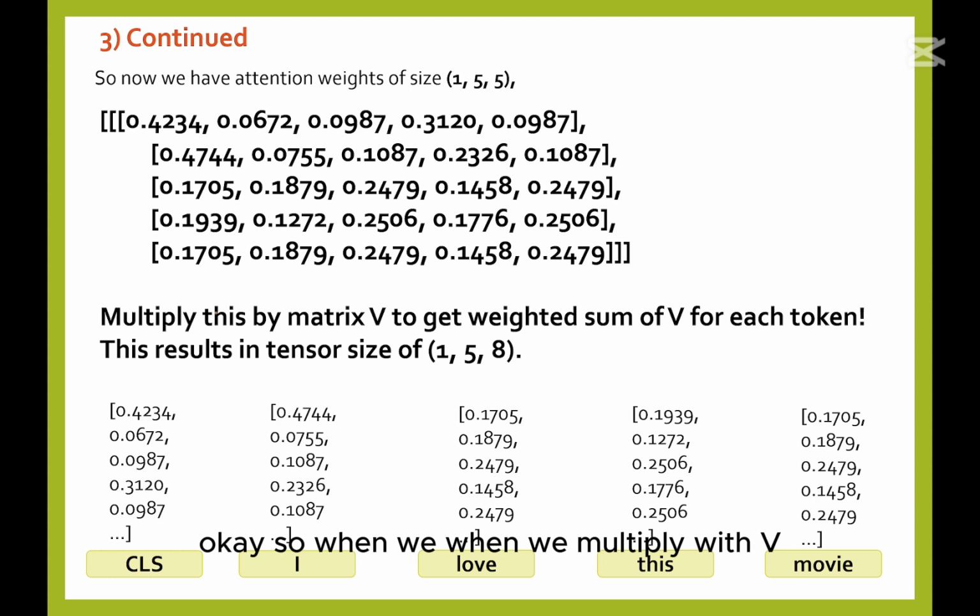Okay, so when we multiply with V to get a weighted sum of V, we're going to get back our size vector of 8. So we're going to get 0.4234 and all the way up to a size 8 vector here, which basically represents your weighted sum. And this happens for every other vector as well. So, for example, from the CLS perspective, once it understood the context of each other word, this is its representation of the weighted sum of value, and this is unique for every other token as well.